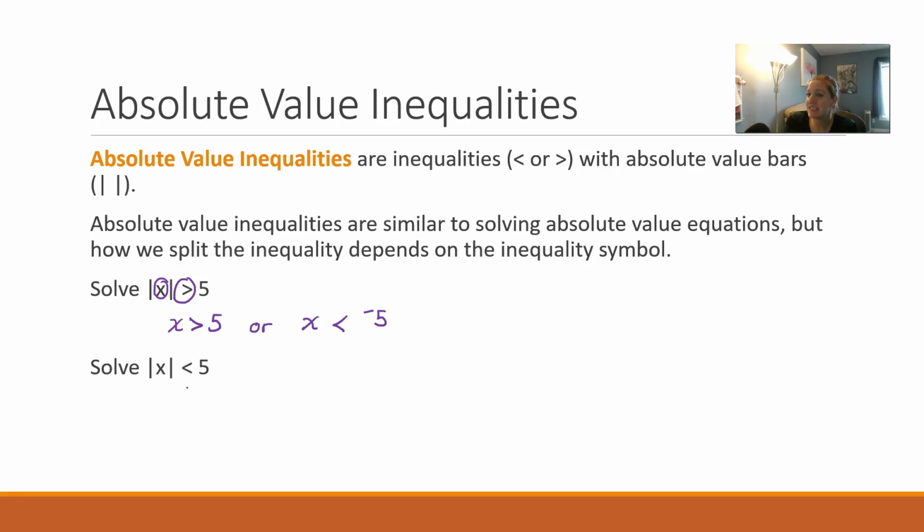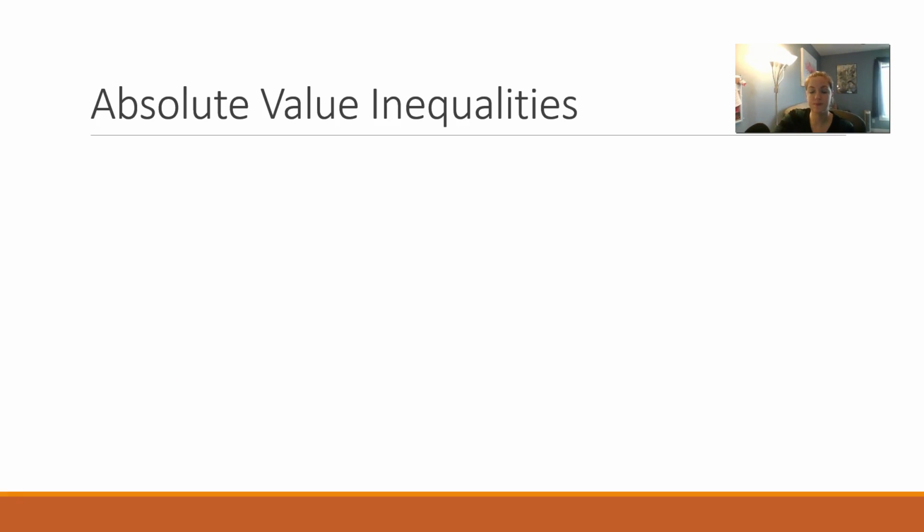What happens when we have a less than symbol? What we're going to do is take what's inside and turn it into an and inequality. So an and inequality looks like this, where we have it between two numbers. The positive number should go to the right, and the negative number, which is the smaller number, should go to the left. So you now have an and inequality. And this only occurs when you have a less than symbol. So let's do some more examples.